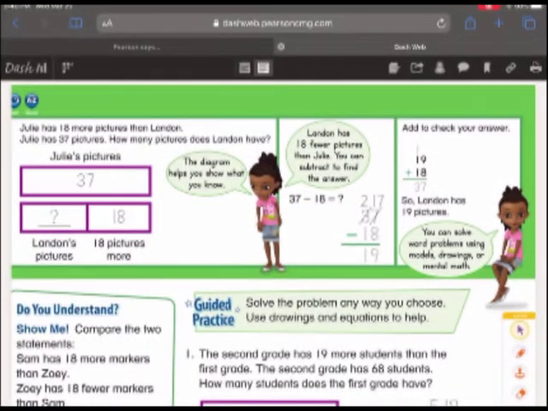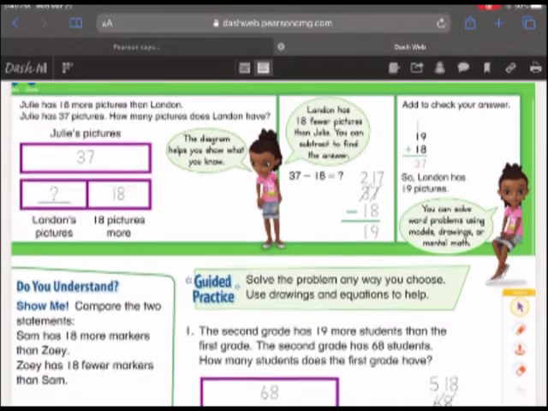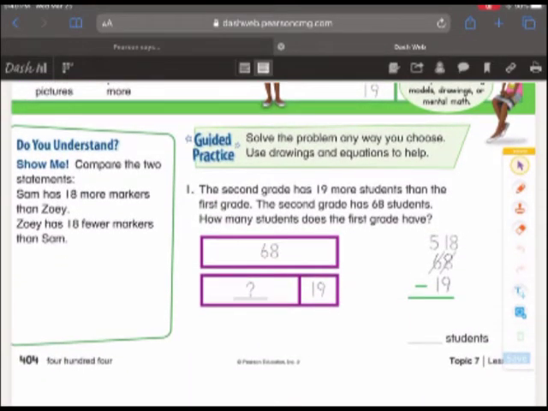Think about if you have to add or subtract. And you can write them down. You can write these things down to help you remember. So go ahead and do you understand, and then come back here to see guided practice number 1. In do you understand, what they're asking you is, are the two statements telling you the same thing? Okay, in guided practice number 1, we can solve the problem in any way we choose.